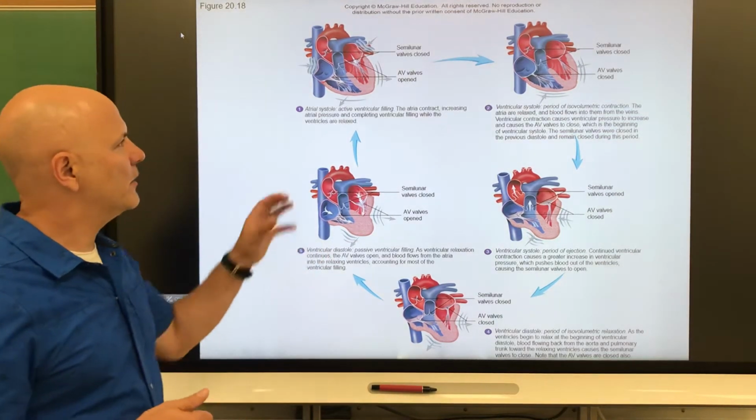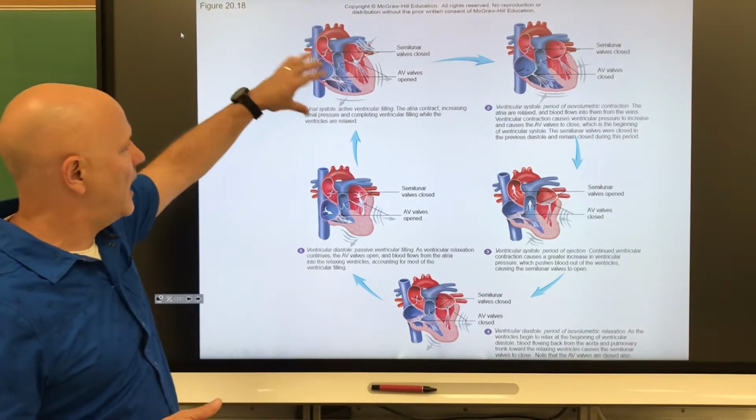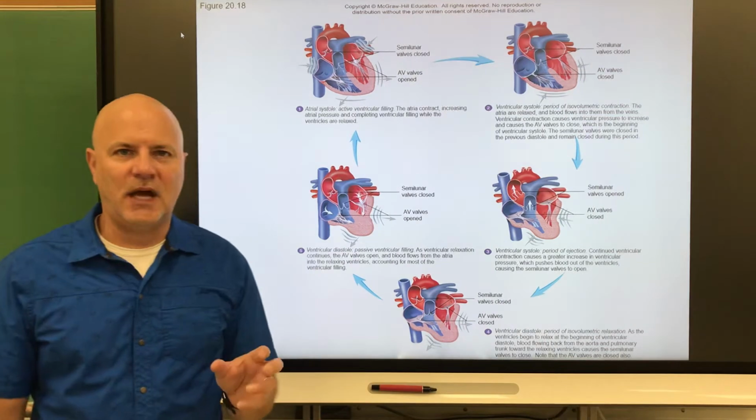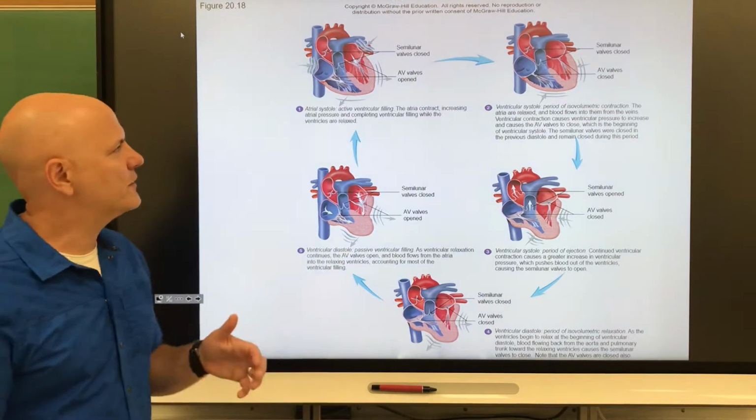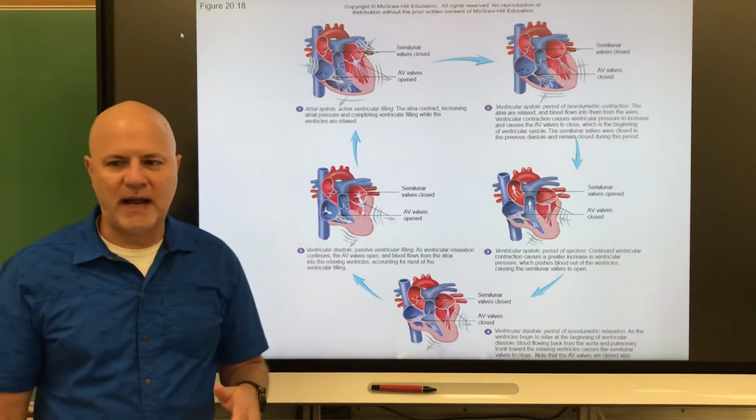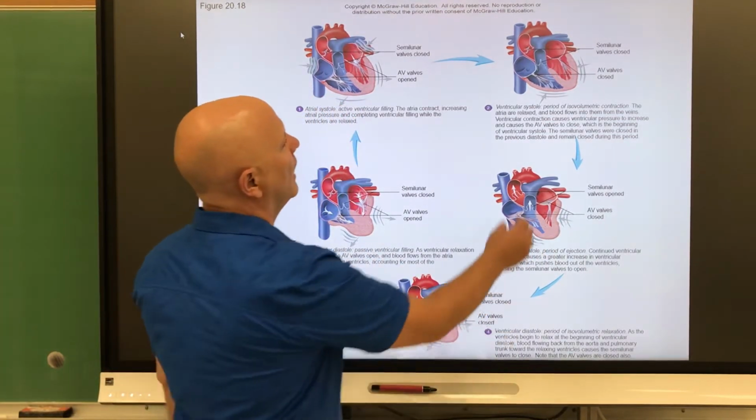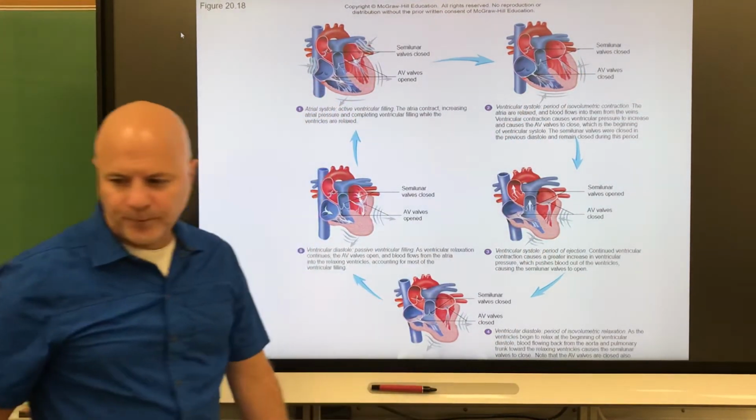So here, what you're seeing is that both the atria are going to contract and relax together. And also both the ventricles are going to contract and relax together. So here you can see they're contracting together. Up here they're relaxing together.